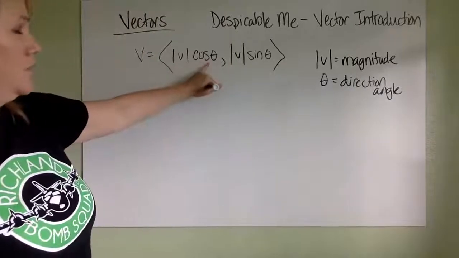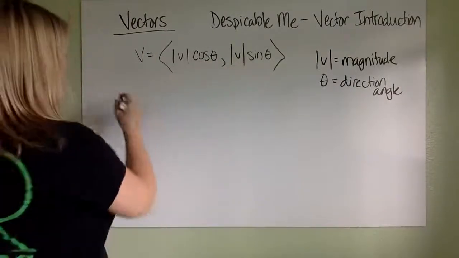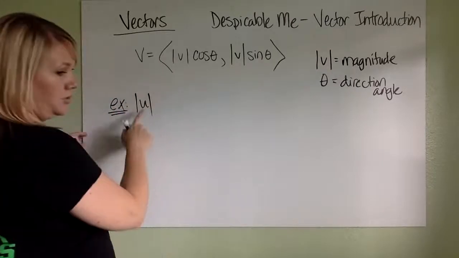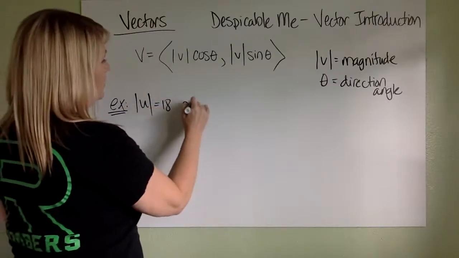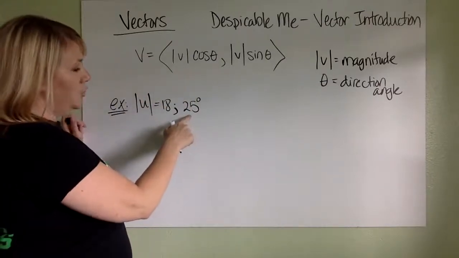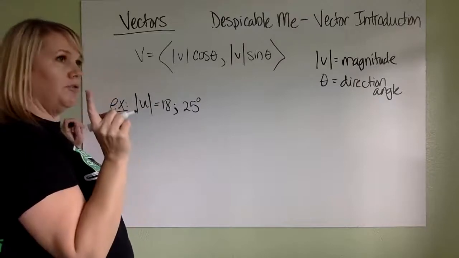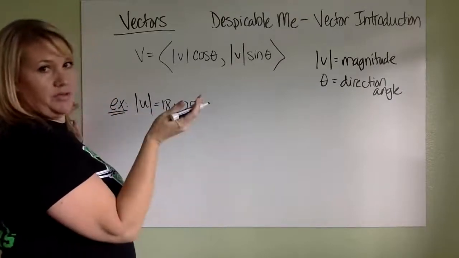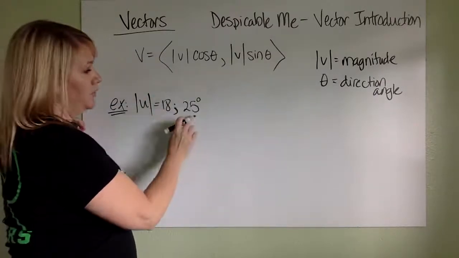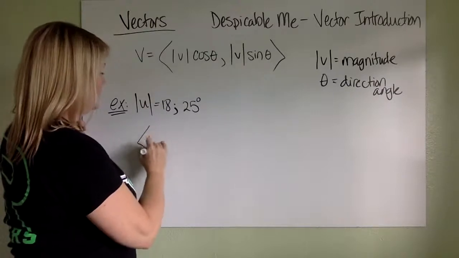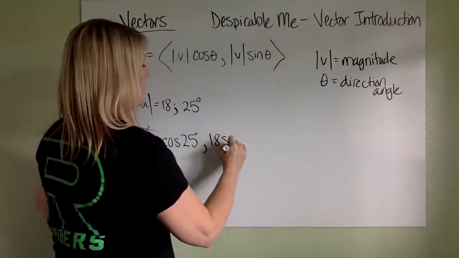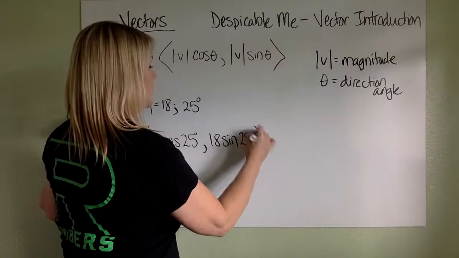So, magnitude times the cosine of their angle, magnitude times the sine of the angle. If they're giving me the magnitude of some vector u, which is 18, and the direction angle is 25, I just plug them in. If I'm at a 25-degree direction angle, where will this land? Think of your angles on your unit circle like you normally would. So we move up into the first quadrant with a 25-degree angle. So it's 18 times the cosine of 25 degrees, and then 18 times the sine of 25 degrees. And that's our component form.